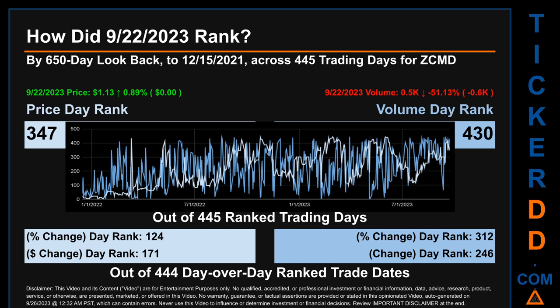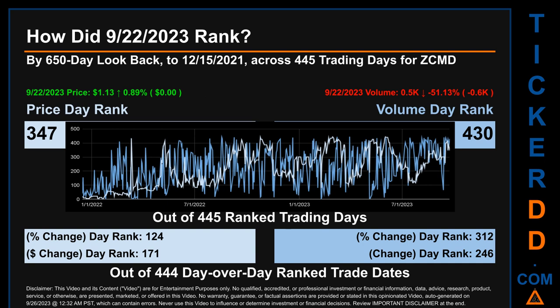Each of the 445 trading days were ranked amongst themselves by highest end-of-day price and volume, with a rank of 1 being the highest and 445 being the lowest ranked day. The line graph overlays price and volume's daily ranking, as shown respectively in light versus dark blue, across those target trading days. In this view, essentially the dips are good whereas the spikes are bad.